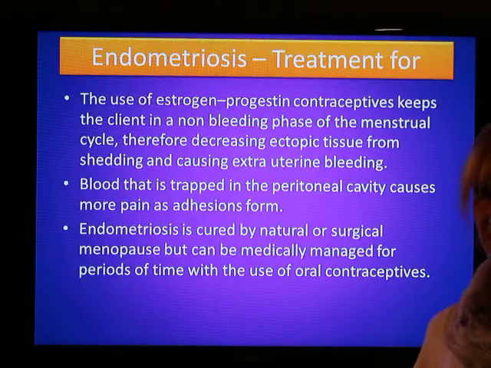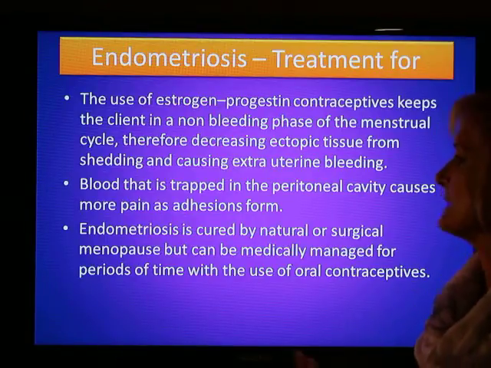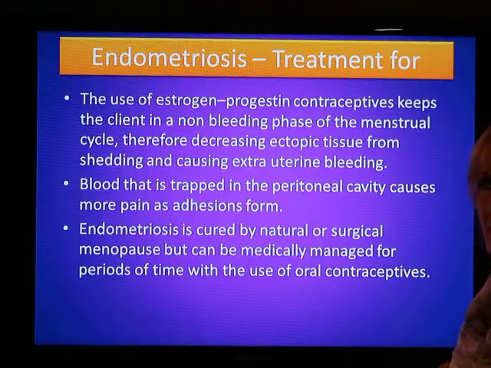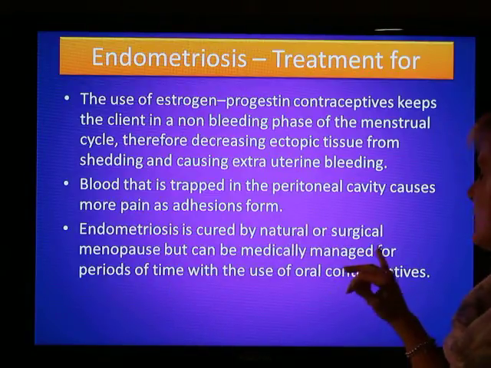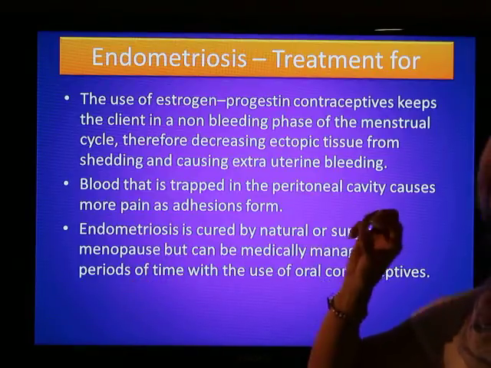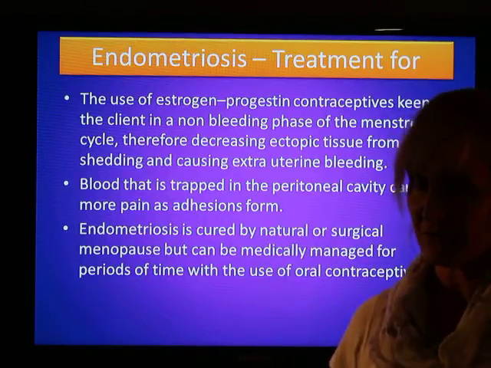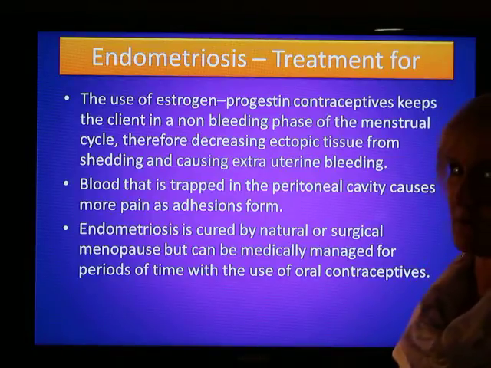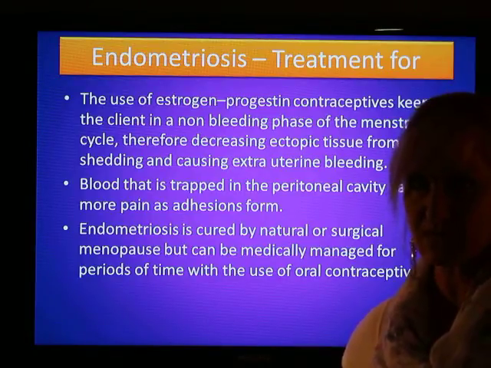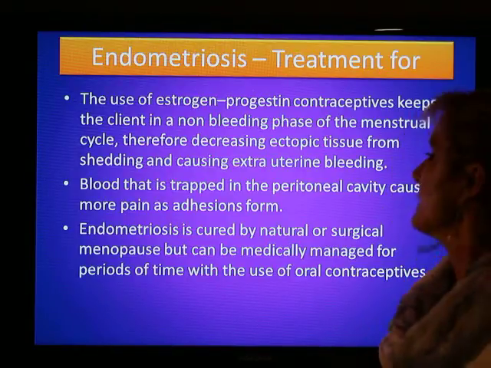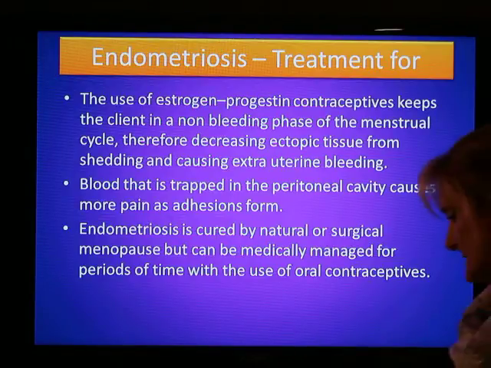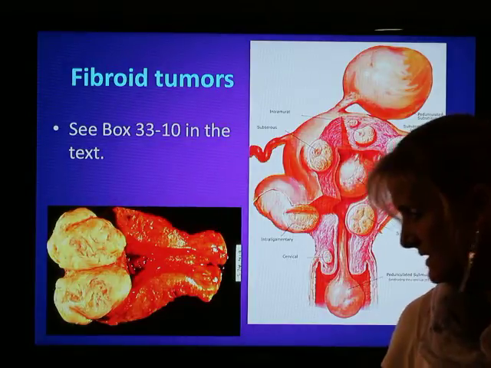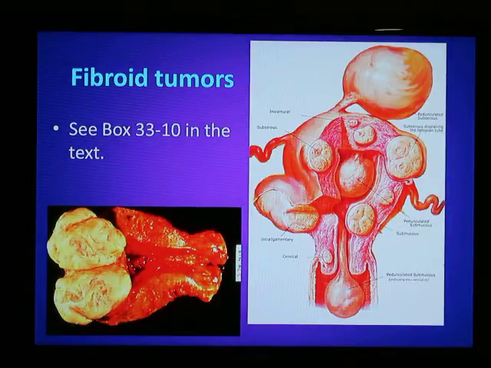And sometimes, if it's bad enough, and this really depends on if the woman doesn't want children or she's done having children, then they can do a surgical menopause. And when you hear the word surgical menopause, that means that the patient has had their ovaries removed, and that will trigger menopause. So anytime a woman has had both of her ovaries taken out, she will go into menopause. So that's what is meant by a surgical menopause. So that's endometriosis. It's a horrible disease and a little bit difficult to treat, but really fairly common.